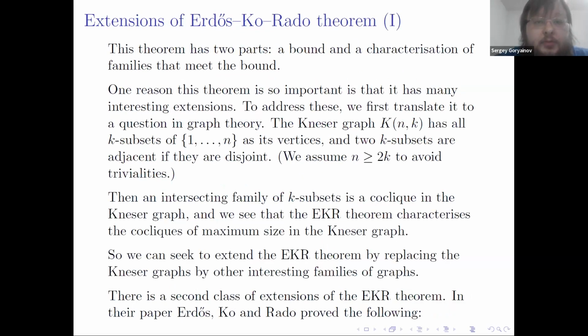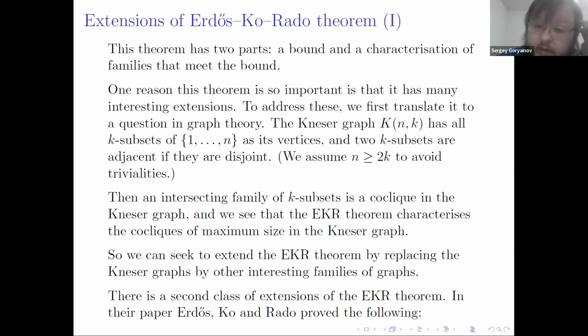This theorem has two parts, a bound and a characterization of families that meet the bound. One reason this theorem is so important is that it has many interesting extensions. To address this, we first translate it to a question in graph theory. The Kneser graph K(n,k) has all k-subsets of the set from 1 to n as its vertices, and two k-subsets are adjacent if they are disjoint.